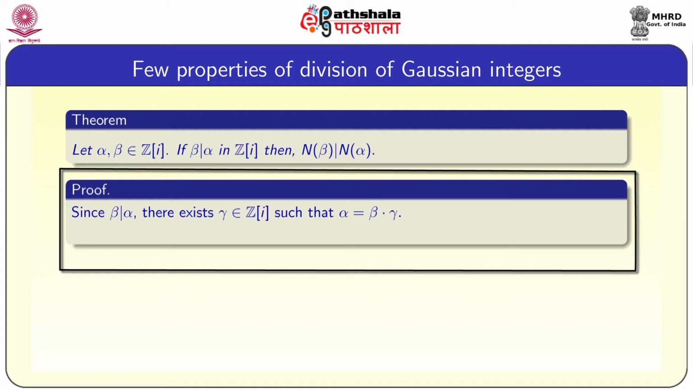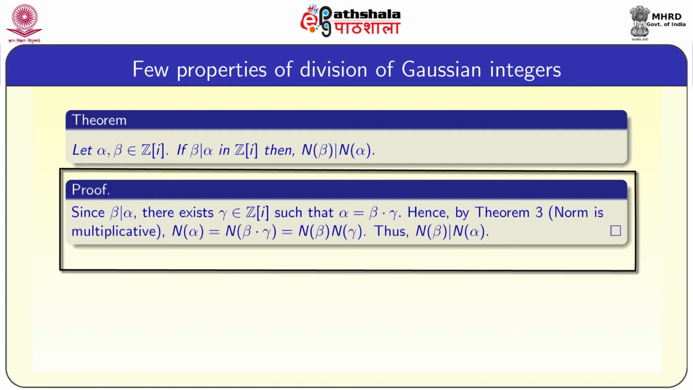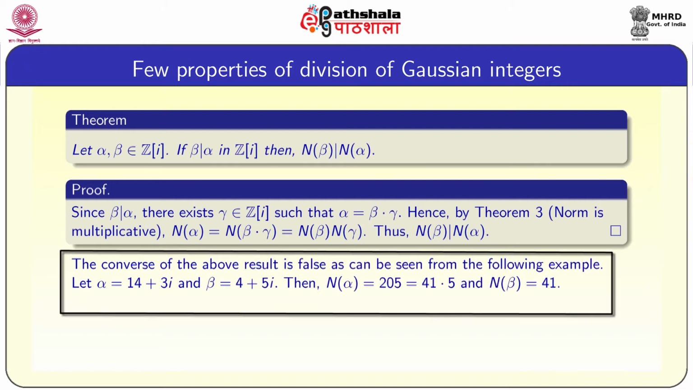Since beta divides alpha, by definition there exists gamma such that alpha is equal to beta times gamma. Hence, by the previous result, that the norm is multiplicative, the norm of alpha equals the norm of beta times gamma, which is equal to the norm of beta times the norm of gamma. Thus, we have the norm of beta divides the norm of alpha. It is because the norm of alpha is an integer, equal to the norm of beta times the norm of gamma. But clearly the converse is not true.